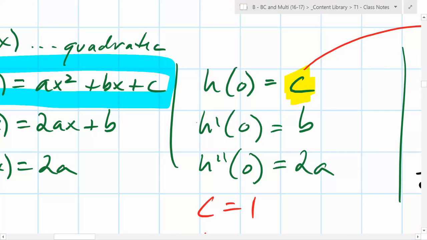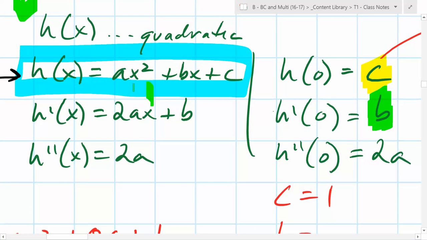Okay, what's the first derivative come out to be? The first derivative, plug in zero, you get b. Do you see that right there? Plug in zero right there, what happens? 2ax, what happens to it? Goes away. So what does b must equal?